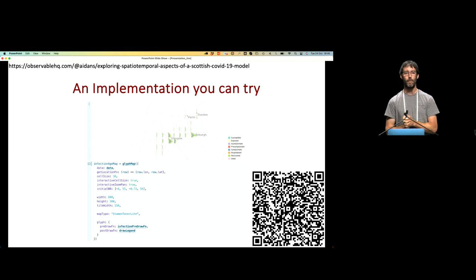There's an Observable page with an implementation. As long as you provide the function that aggregates the data and also a function that draws the glyph, you should be able to make your own glyph maps from there. So I will finish here and take any questions if you have any.